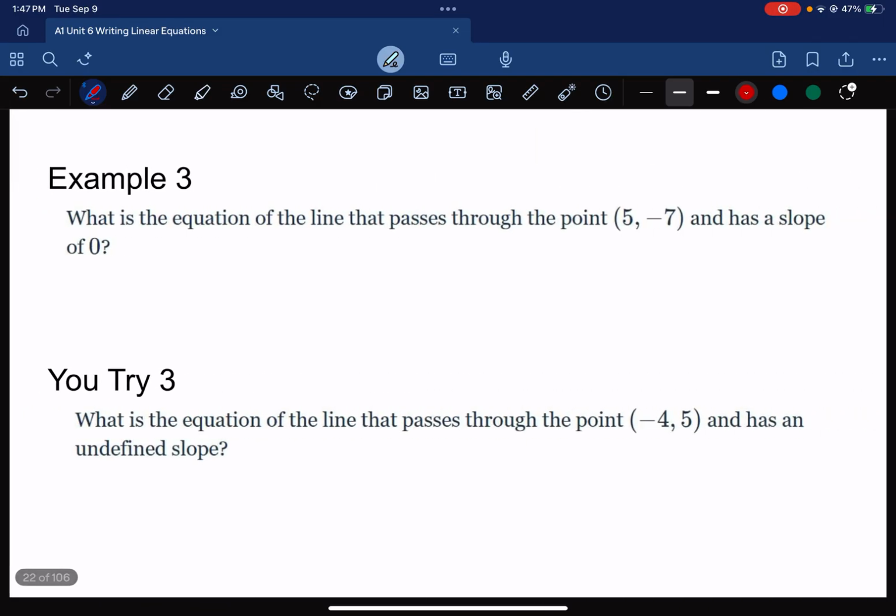What's the equation of a line that passes through the point 5, negative 7, and has a slope of 0? Well, that's kind of weird. Let's see what happens there. I know you guys are scared of 0. I don't know why. It's just a number. So I'm going to label 5 as x1, negative 7 as y1.